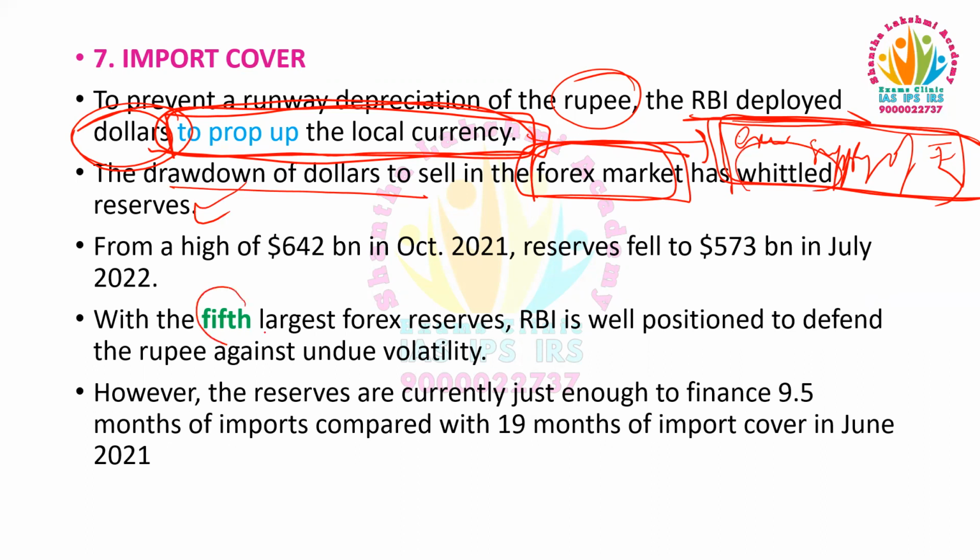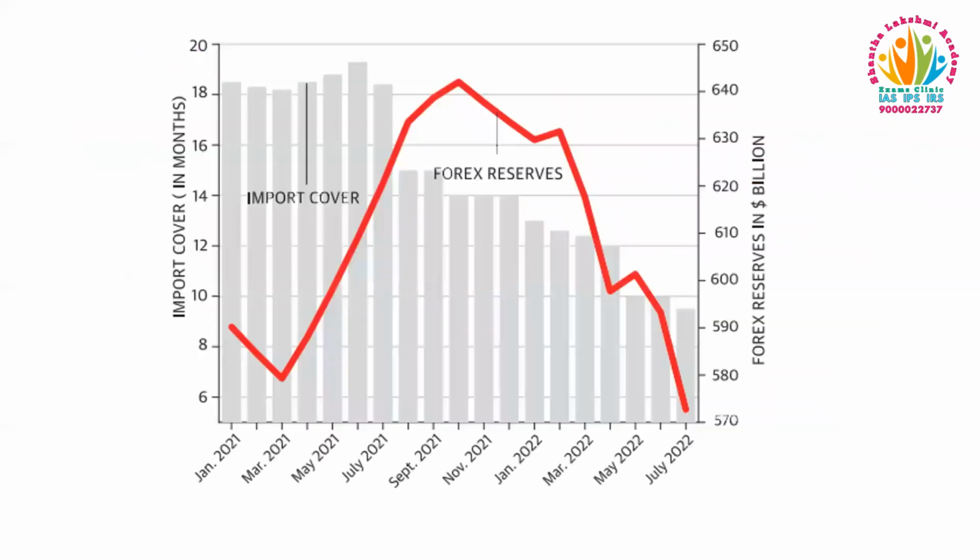With the 5th largest forex reserves, RBI is well positioned to defend the rupee against undue volatility. However, the reserves are currently just enough to finance around 9.5 months of imports compared with 19 months of imports in June 2021. Now we have forex reserves just to finance 9.5 months of imports only. So our forex reserves have also decreased. This is the chart regarding the import cover of forex reserves. It rose, and now it has been decreasing.